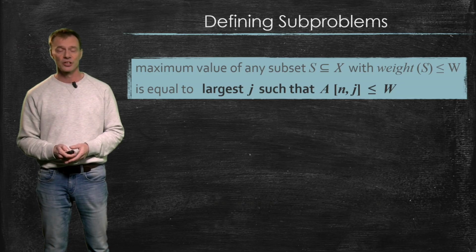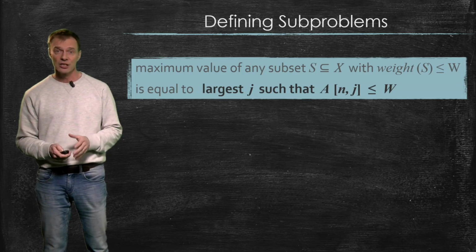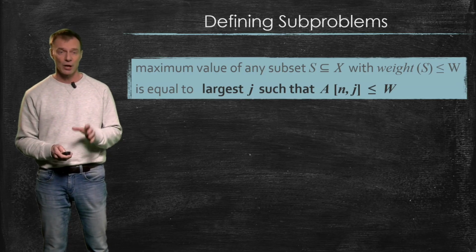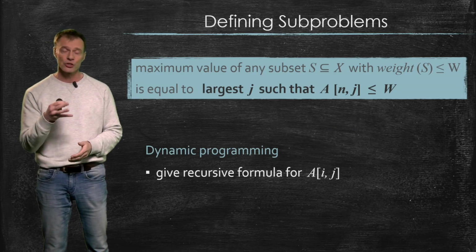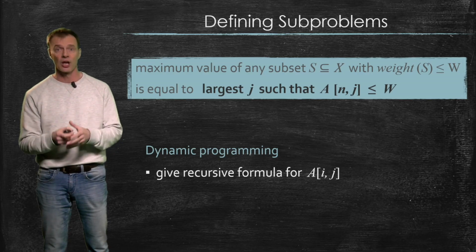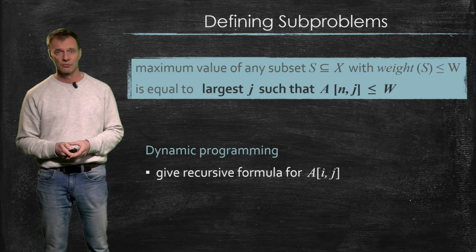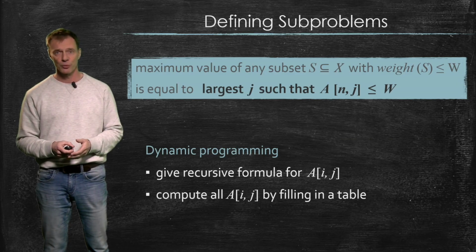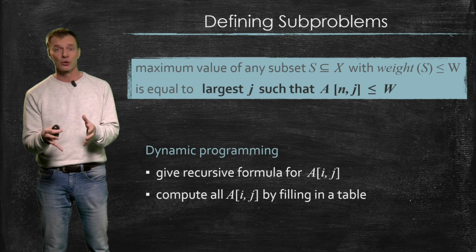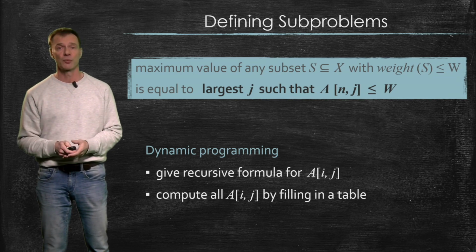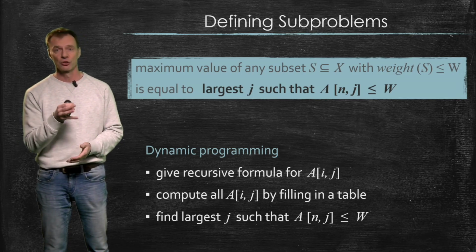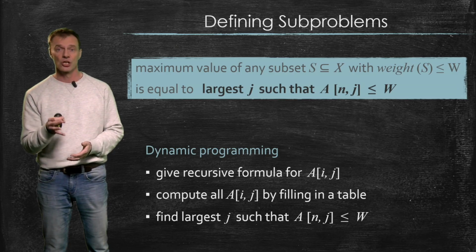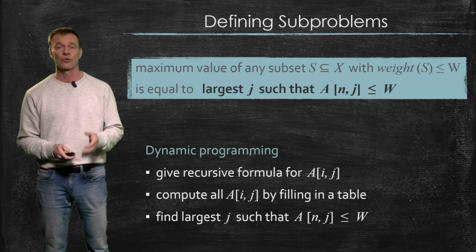So the conclusion is that if we can compute all these values A(i,j), then we can solve our problem. And now dynamic programming, this method suggests to do this in the following way. First, we're going to develop a recursive formula for the values A(i,j). Okay. Once we have such a recursive formula, we're going to compute all these values using this formula by filling in a table. And then once we have the table, well, then we can easily find the largest j such that A(n,j) is at most W. So that's the plan.